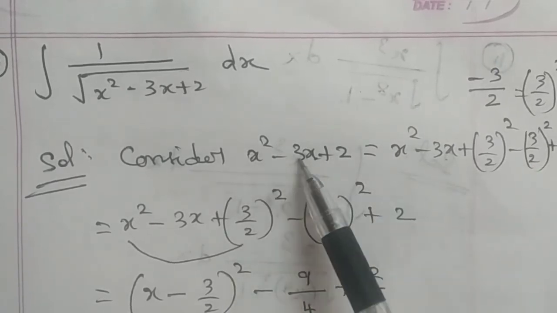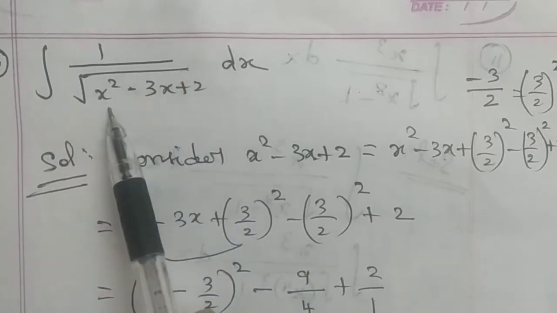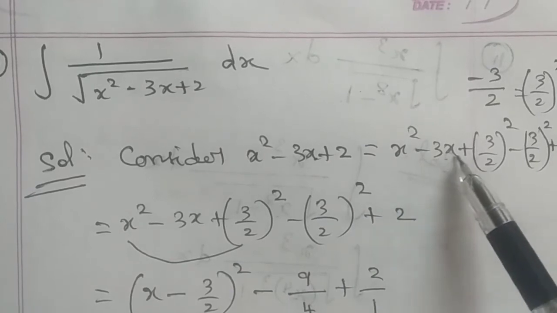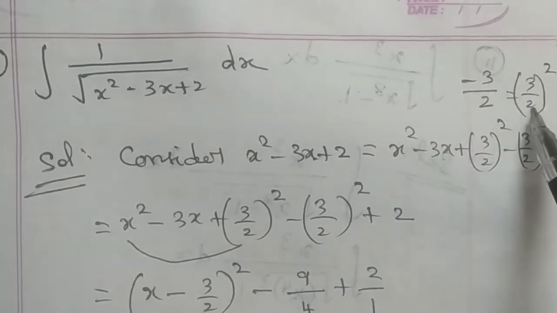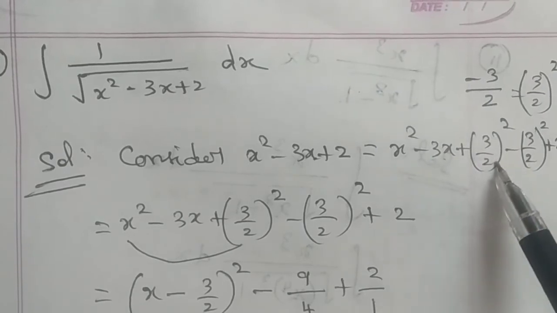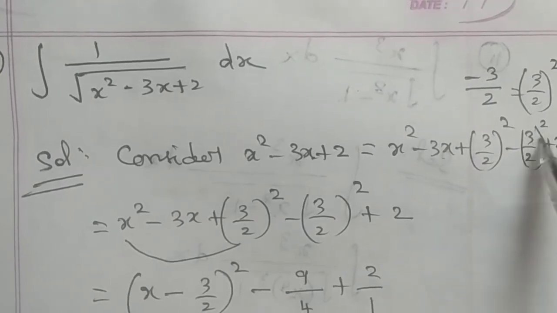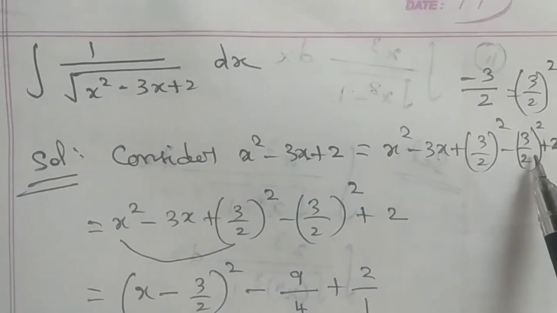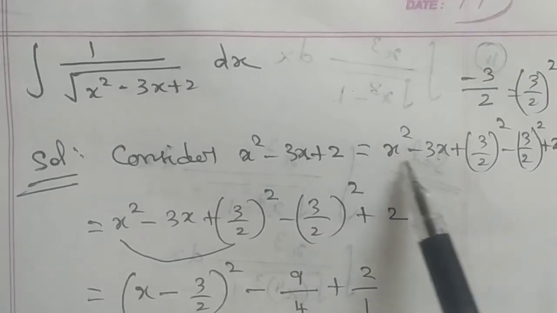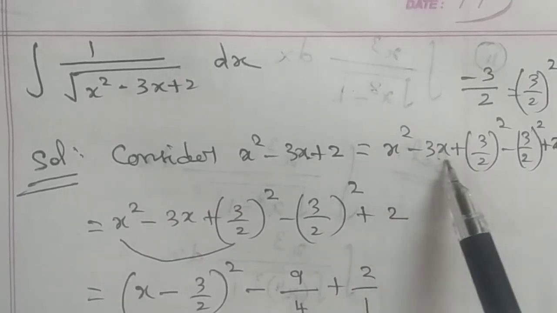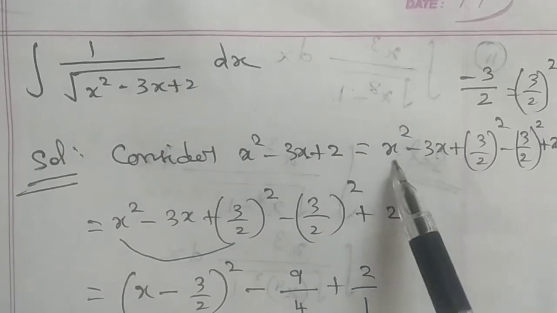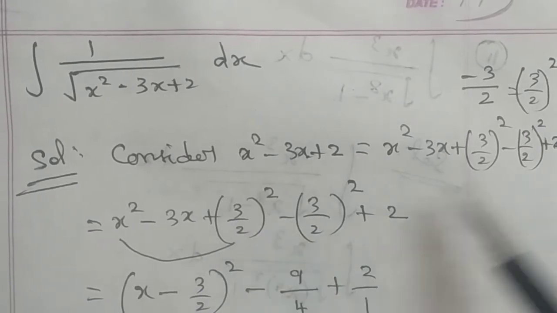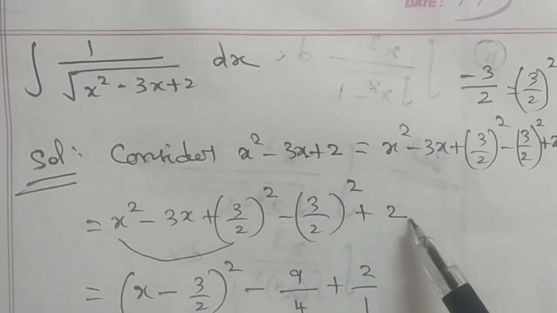The given question has x square minus 3x inside the root. So x square minus 3x plus 2 equals x square minus 3x, and we add and subtract the term 3 by 2 the whole square: plus 3 by 2 the whole square minus 3 by 2 the whole square, plus the constant term 2.